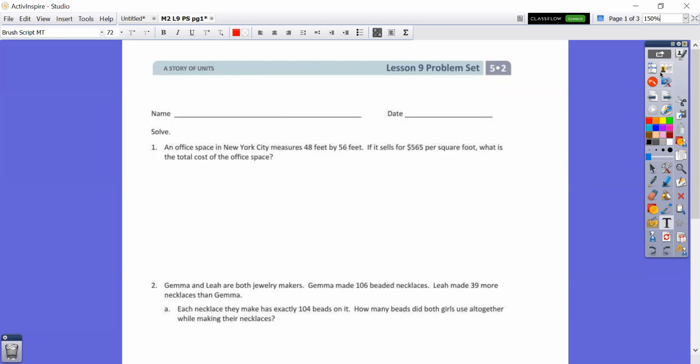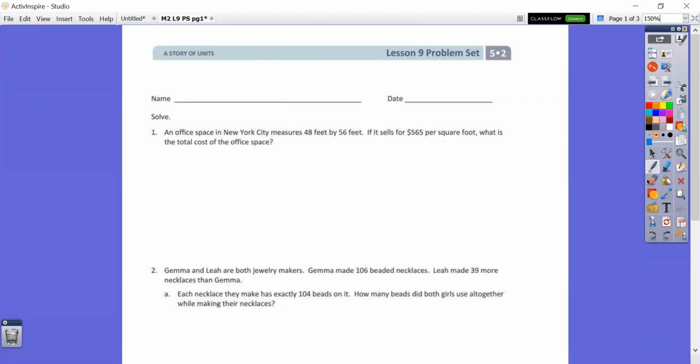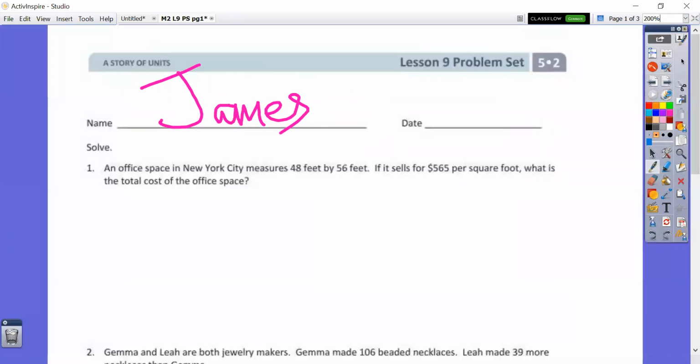Okay, let's get our names on this. Let's go ahead and read the directions together. It just says solve. Okay, great. Now it says an office space in New York City measures 48 feet by 56 feet. If it sells for $565 per square foot, what is the total cost of office space?